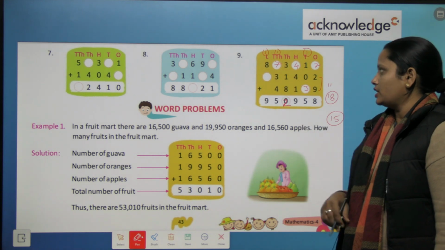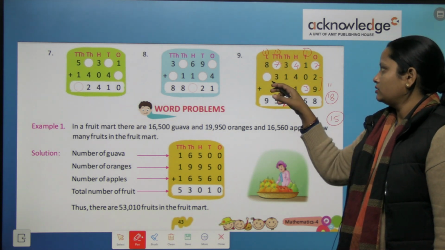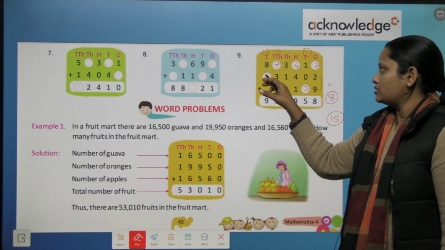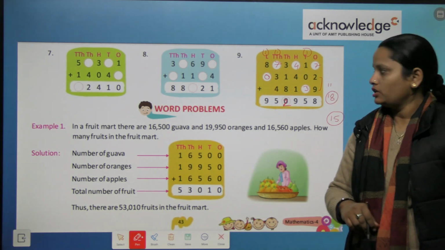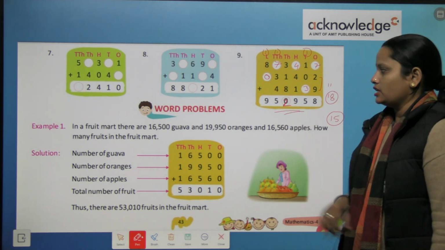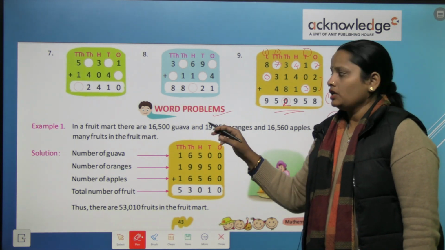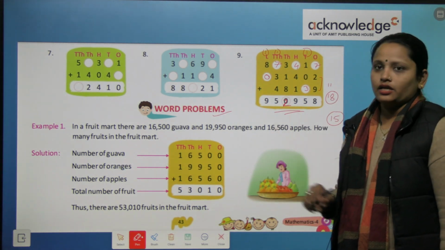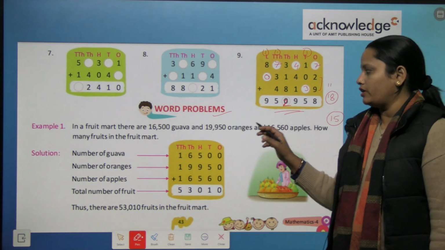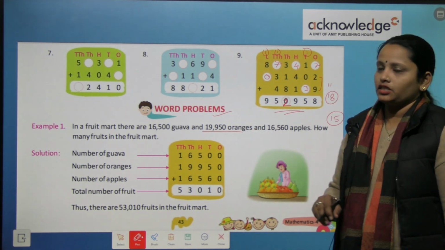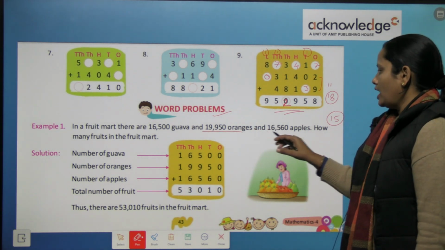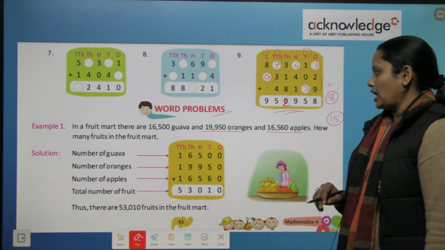Next, 8 plus 1 is 9. So, here we have to write 0. Clear? So, this is our answer. Now, let's move on to word problem. In a fruit mart, there are 16,500 guavas and these many 19,950 oranges and 16,560 apples.